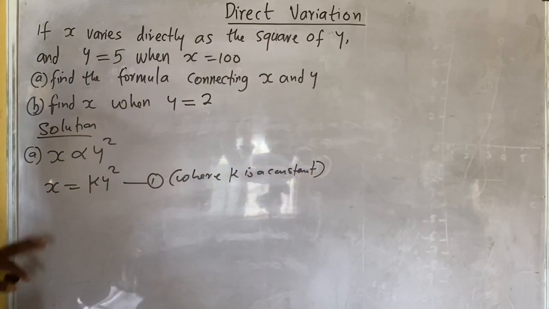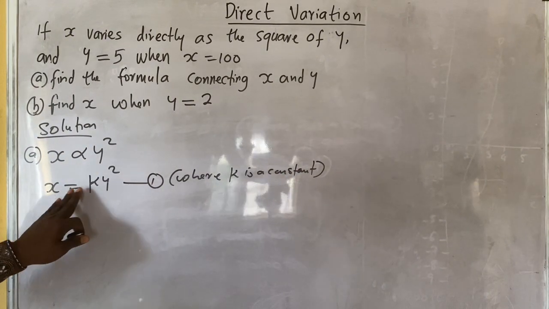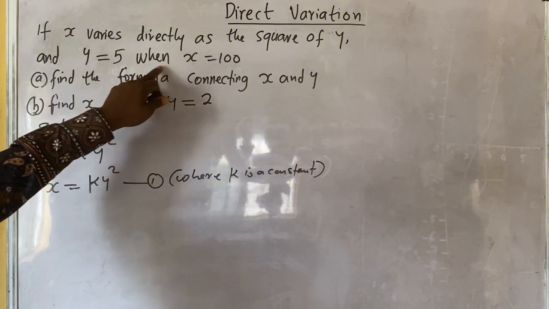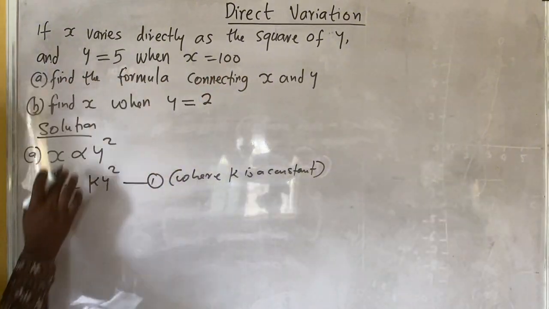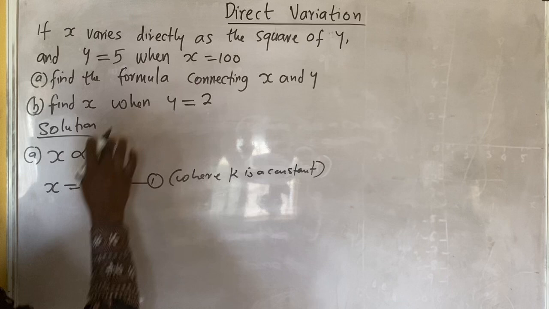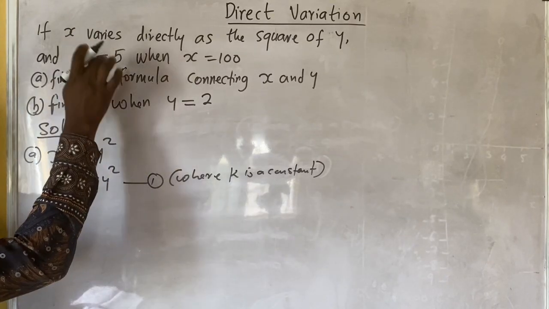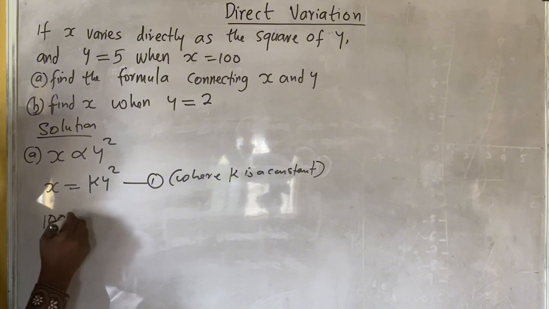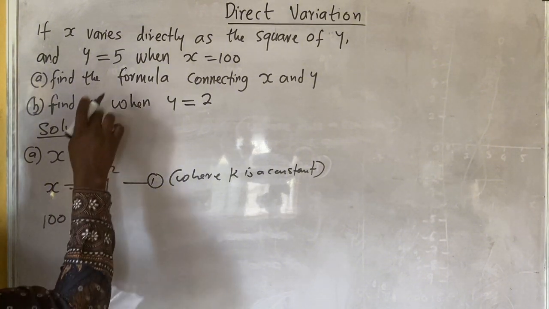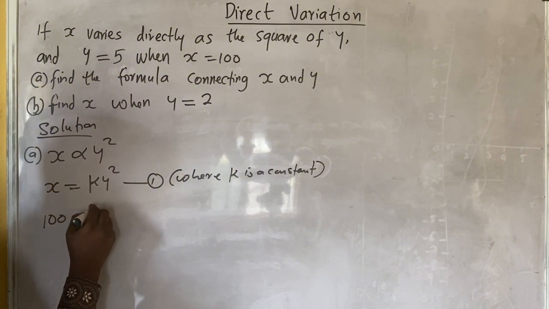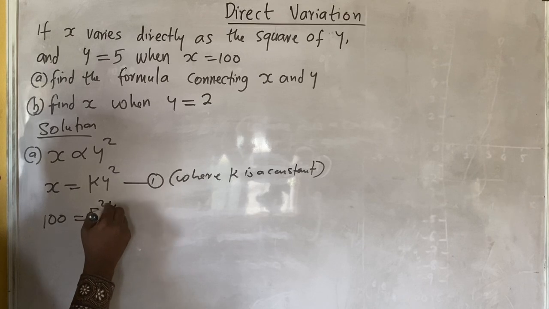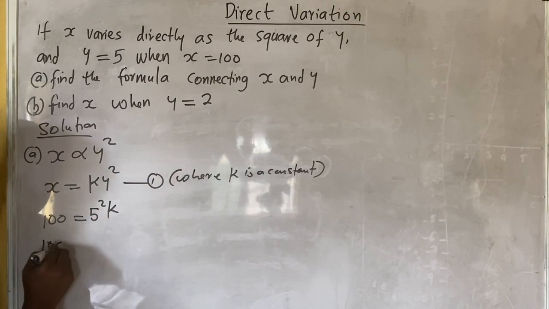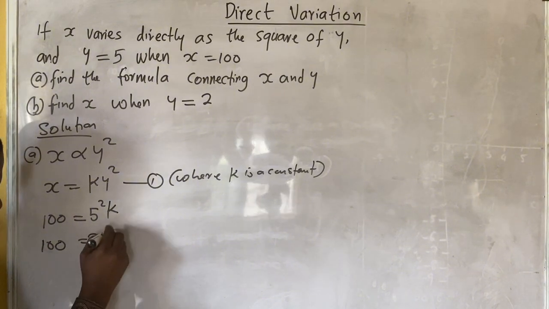Since x equals ky squared, and we are told that y equals 5 when x equals 100, let's replace x with 100 and replace y with 5. So we're going to have 100 equals 5 squared k. This will give us 100 equals 25k.